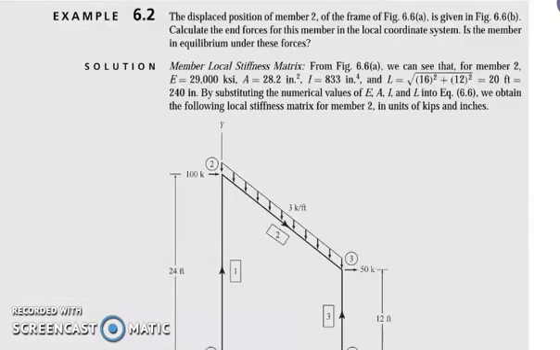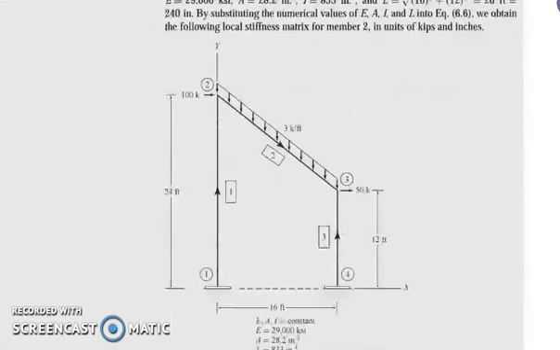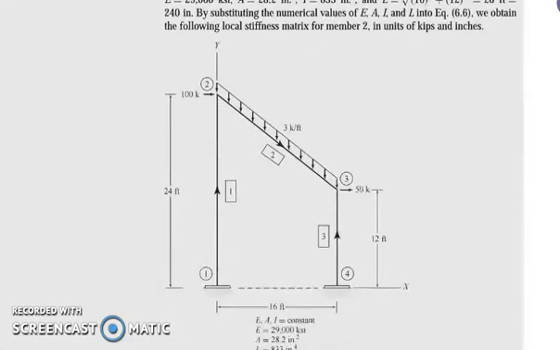For our example, we have here the displaced position of member 2 of the frame, as given in figure 6.6b. So calculate the end forces for this member in the local coordinate system. Is the member in equilibrium under these forces? If you observe, class, this is our plane frame, and we are going to evaluate member 2.